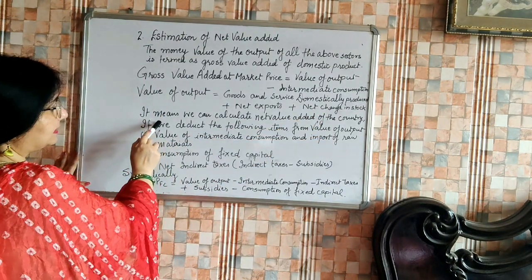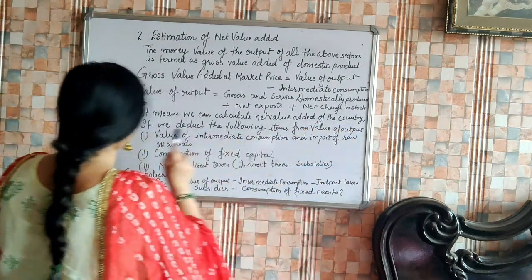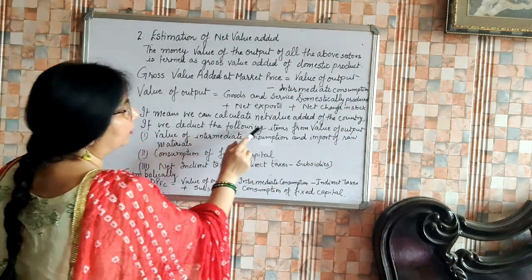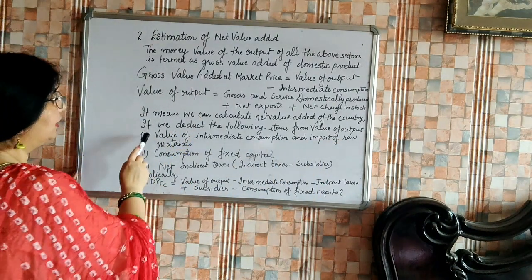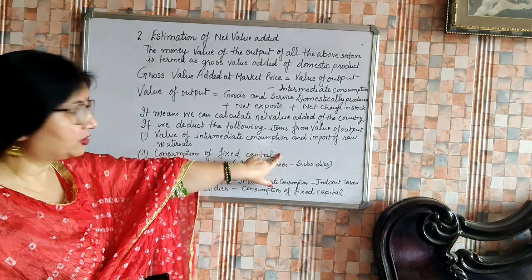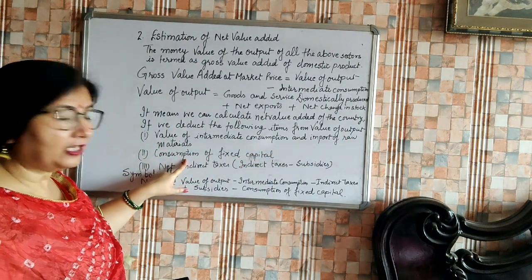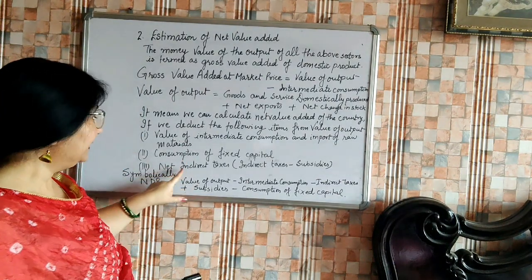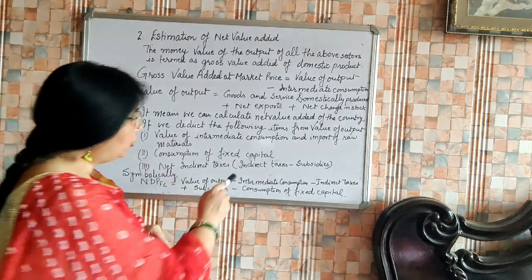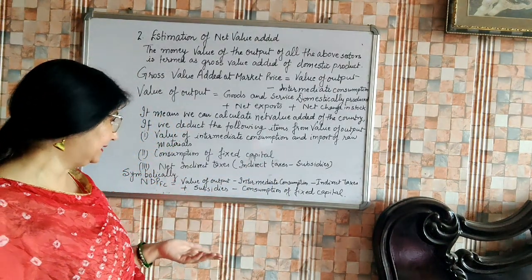Now, it means we can calculate net value added of the country if we deduct the following items from value of output. And for that, value of intermediate consumption and import of raw materials, consumption of fixed capital, that is also known as the depreciation, and net indirect taxes. We already know that indirect taxes minus subsidies give us the net indirect taxes.